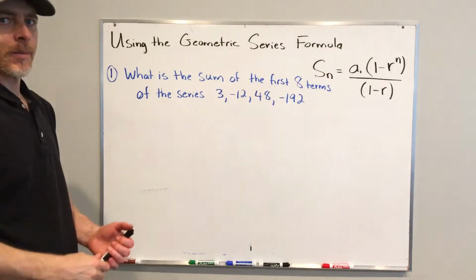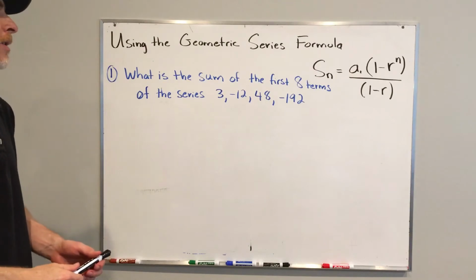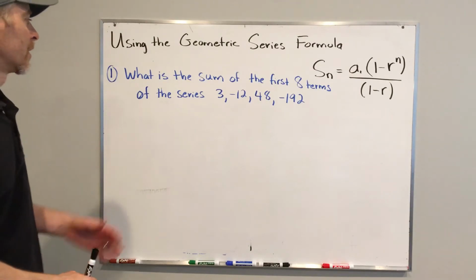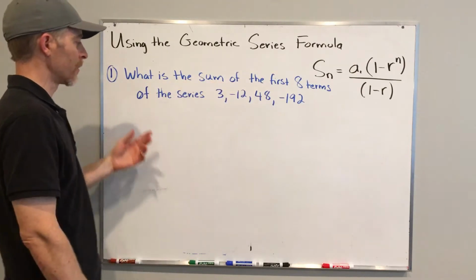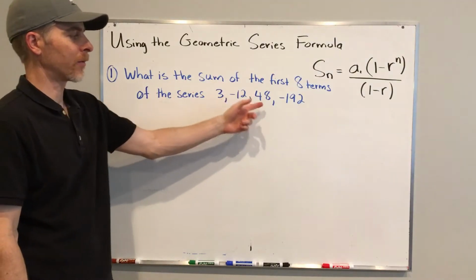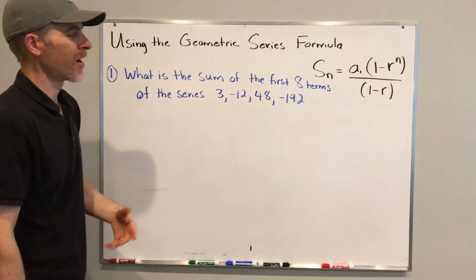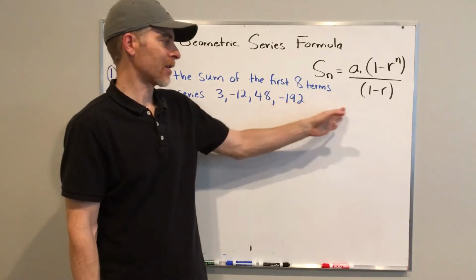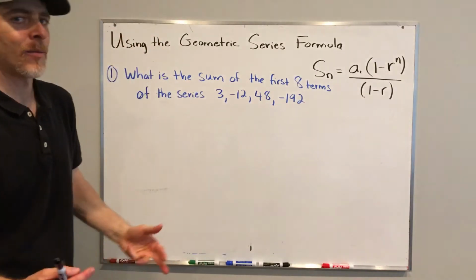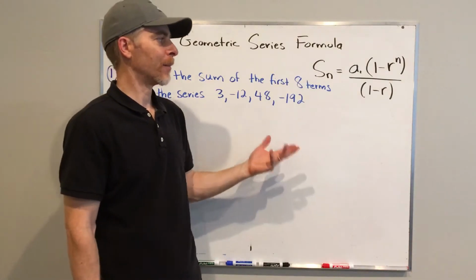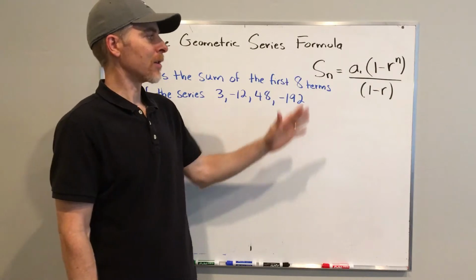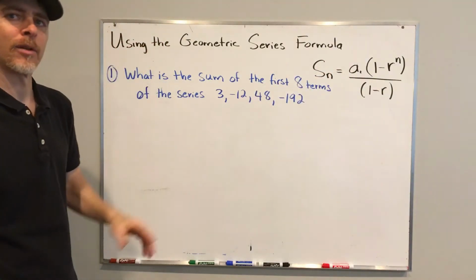All right, let's do an example of a geometric series problem. So this is right out of the book. First example, what is the sum of the first 8 terms of the series 3, negative 12, 48, negative 192? Now, we could just list the next 4 terms and then add them all up by hand. And that might even be faster than using the formula. But we want to practice using the formula on an easy problem like this.